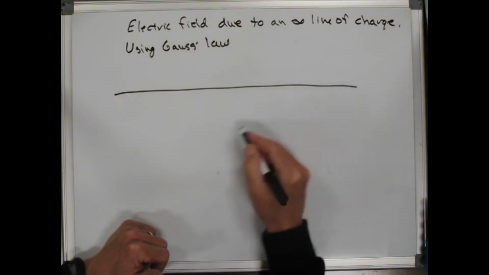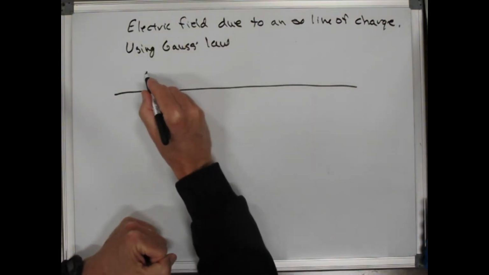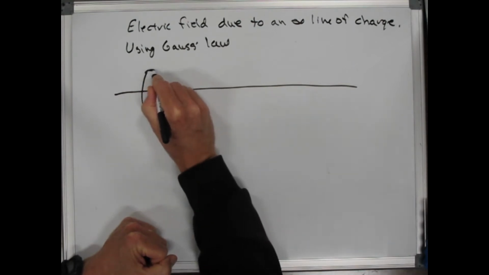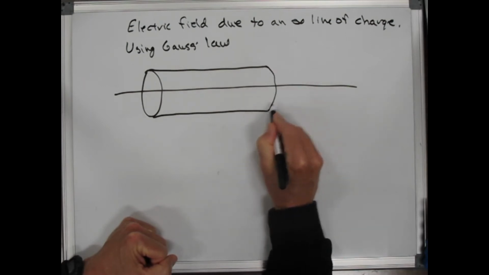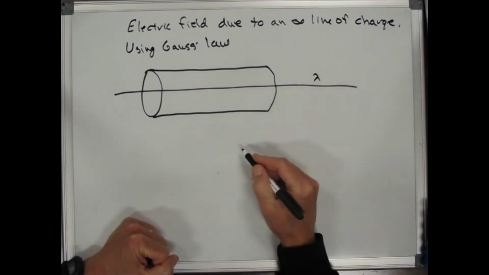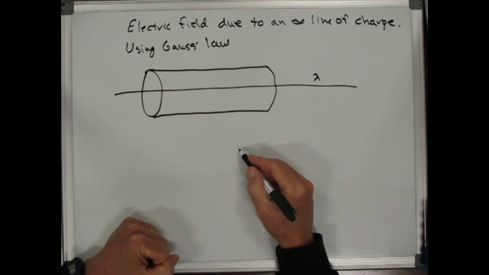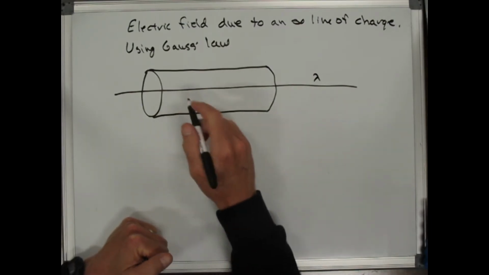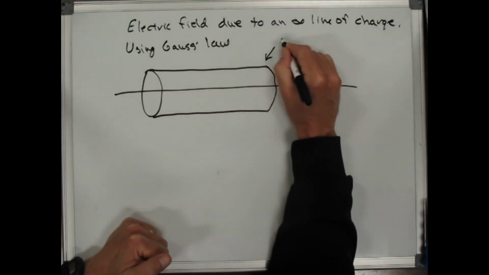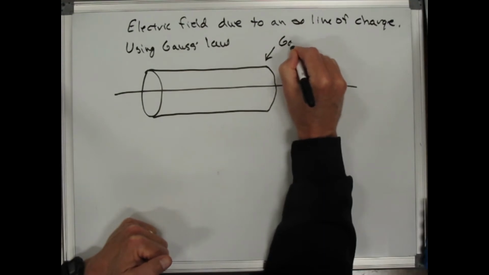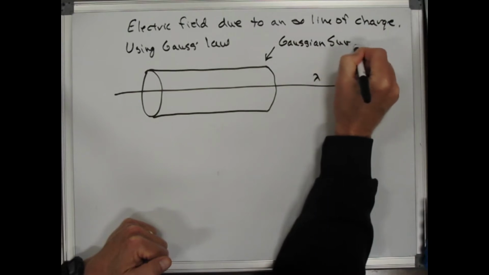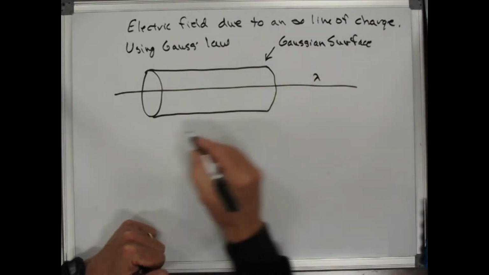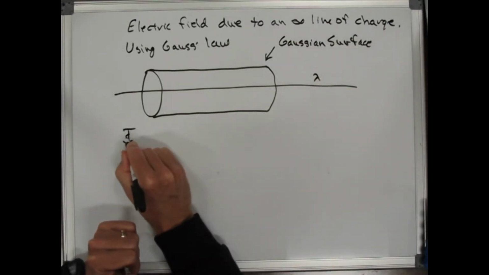And so here's my wire. What I'm going to do with Gauss's law is choose a surface here. It looks like this. This is an imaginary surface. So this is my infinite wire that has charge density lambda, and this is a Gaussian surface. This is just what I imagine. It's called a Gaussian surface. And I'm going to use Gauss's law over that surface.